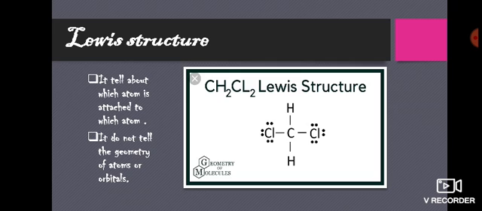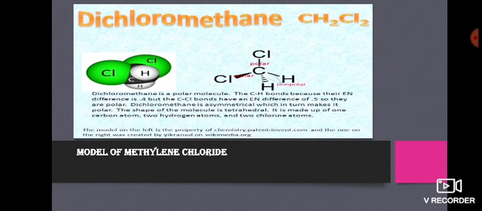It tells us only which atom is attached to which. No hybridization concept, no angle, nothing. So the next slide tells us about dichloromethane, CH2Cl2. As you know, it's an organic compound.